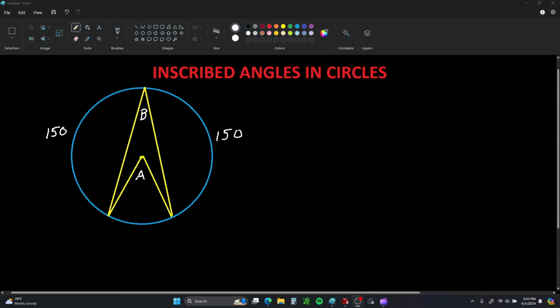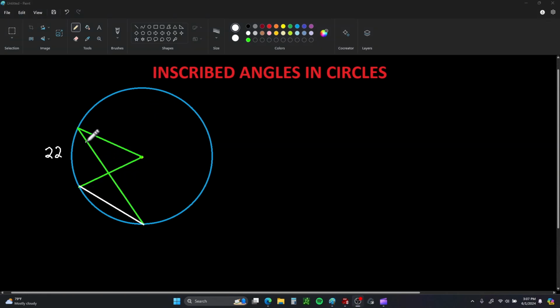In this example, we're given both a central angle and an inscribed angle inside the circle, and the only things that are labeled are the lengths of these arcs to each side of this figure. So if these are both 150 and it's 360 degrees going all the way around, then this side over here must be 60, making angle A 60 degrees. The inscribed angle uses the same arc, so B is equal to 30 degrees.